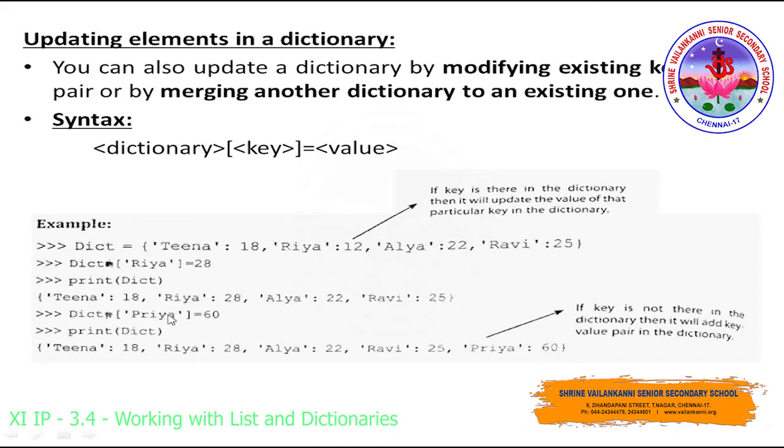But now see what they are doing here. Dict of Priya equal to 60. Check for the key Priya, whether it is present here or not. The key Priya is not there at all. So what will happen here is it will consider this as appending the value at the last. This Priya followed by 60 will be added at the end of the dictionary like a key value pair. Yes, if the key is not present, it will be appended at the end of the dictionary. So this is how it works, updating elements in a dictionary.